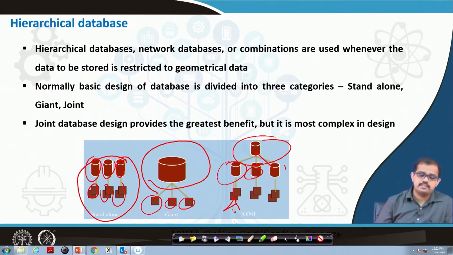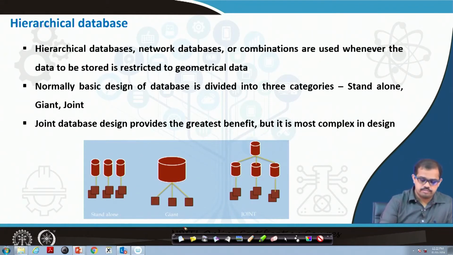The joint database design provides the greatest benefit, but it is the most complex in design. Designing and maintaining this database is also extremely difficult. And most importantly, security of the joint network is an aspect that one has to understand in order to maintain this entire database. Okay, so this is what we have about the hierarchical database.